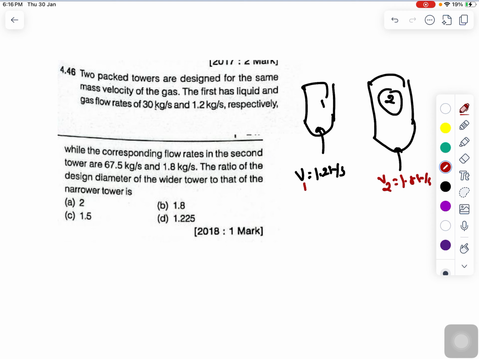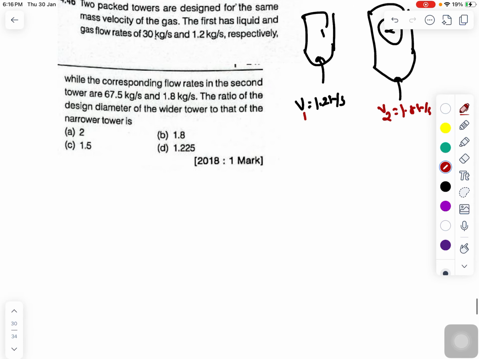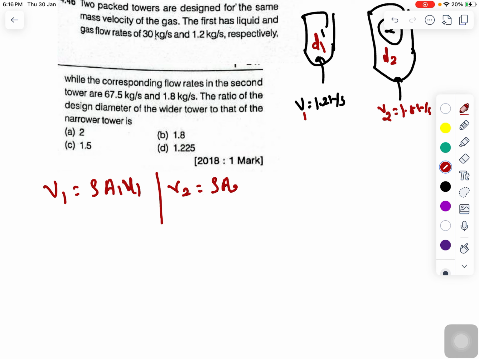The question asks for the ratio of the design diameter of the wider tower to that of the narrower tower. So you have to calculate the diameter. Let's say D1 is the diameter of this one and D2 is the diameter of the second. V1 will be equal to rho A1 U1, and V2 is equal to rho A2 U2. Is that clear?